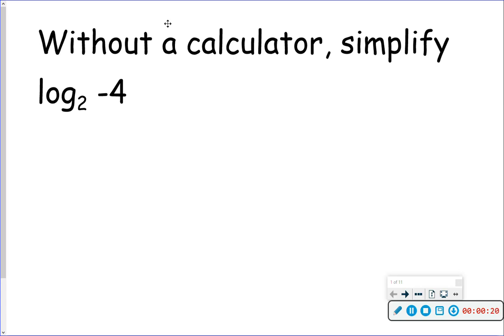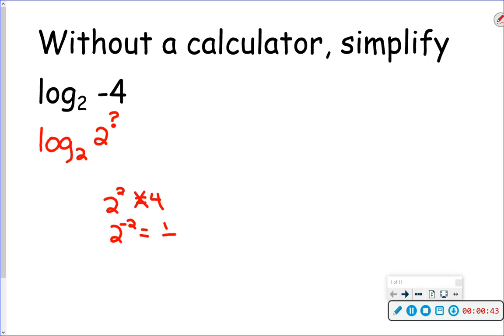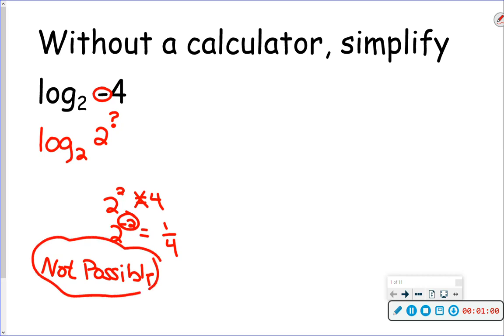So, food for thought. Without a calculator, simplify log base 2 of -4. So we would have to come up, of course, with the base, and the argument would have to be the same value. So the question is, what is the exponent on 2 that would equal -4? Well, you might think, oh, 2 squared. That's 4. That's not going to do it. 2 to the -2 won't work either because that goes into a fraction form. So there is no way we can have a negative argument. I can't come up with an exponent that's going to calculate out to a negative value. This, of course, is not possible. If you do try to type that in your calculators, it will give you an error message.